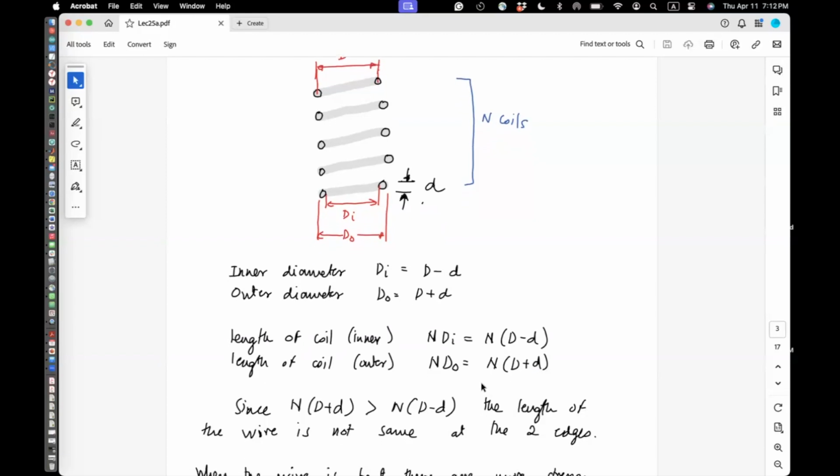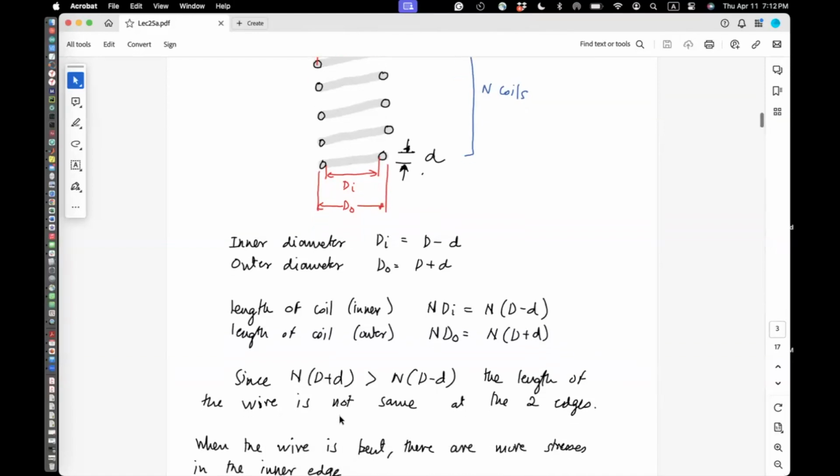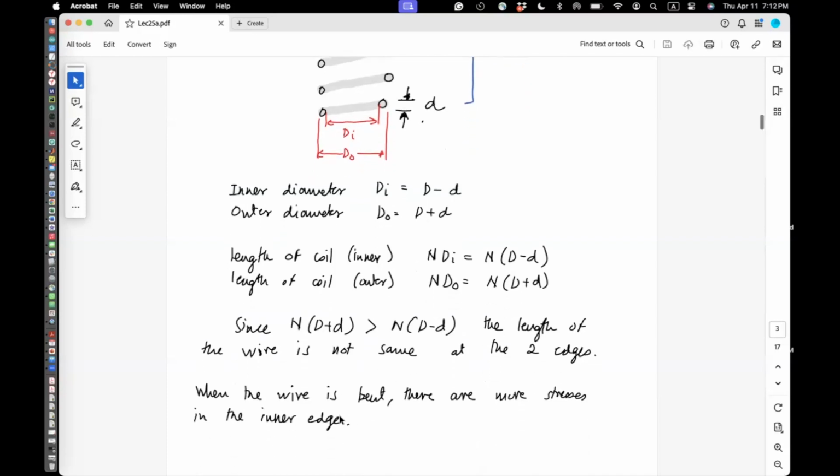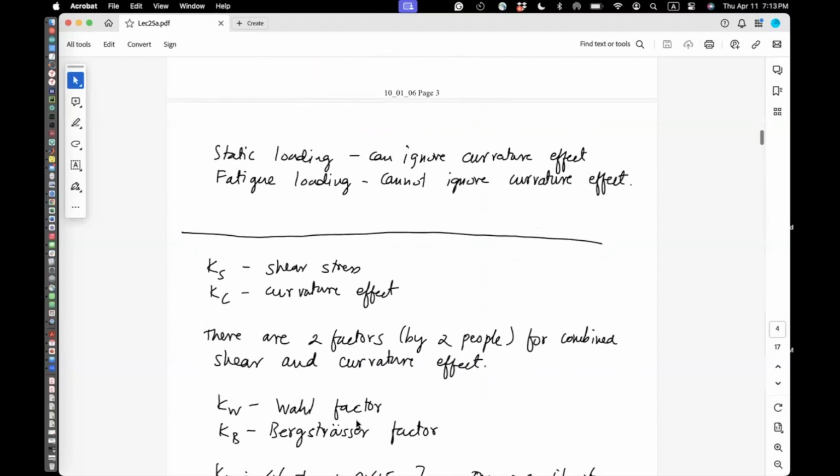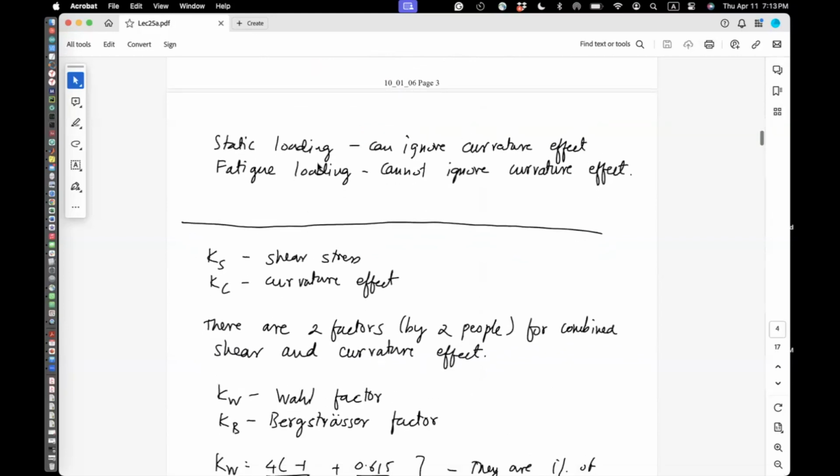So what we see here is that if you unwind the spring, the length of the coil on the outer side is n(D plus d), and the length of the coils on the inner side is n(D minus d), and clearly n(D plus d) is greater than n(D minus d). This actually causes a stress on the spring where it is wound into its shape. This stress can be ignored when there's static loading, but it cannot be ignored for fatigue loading.